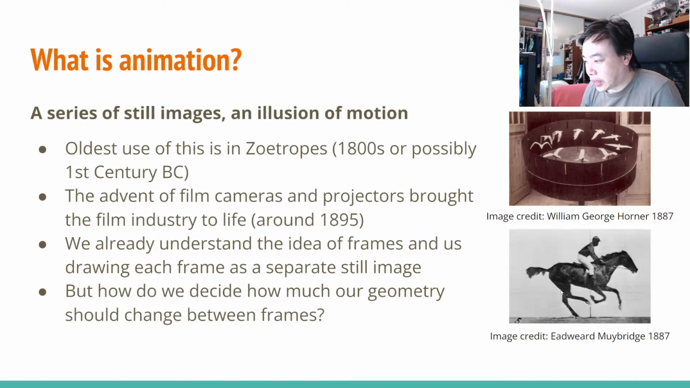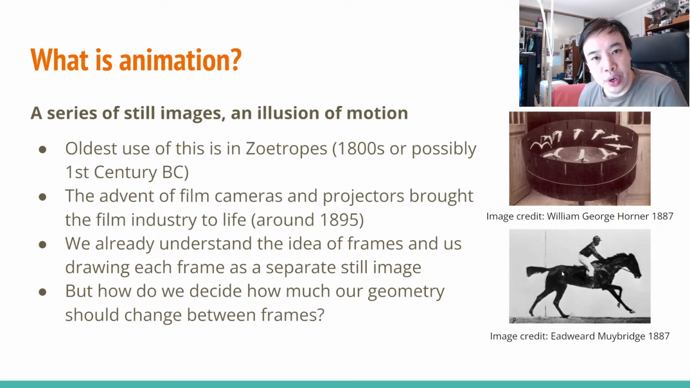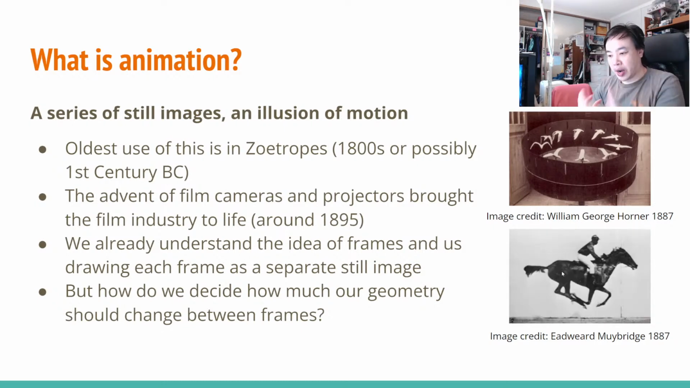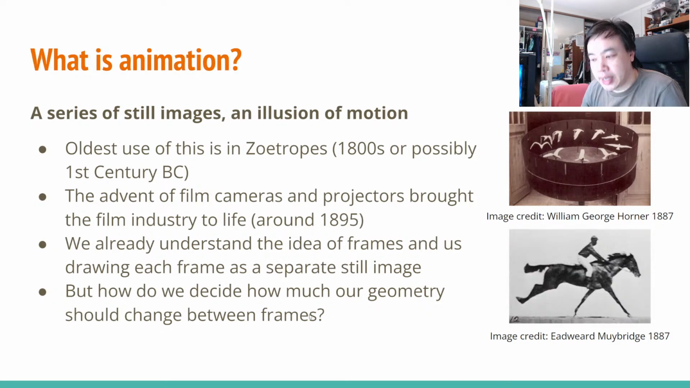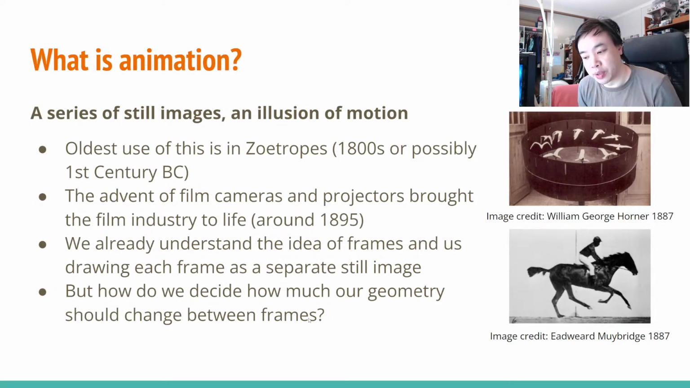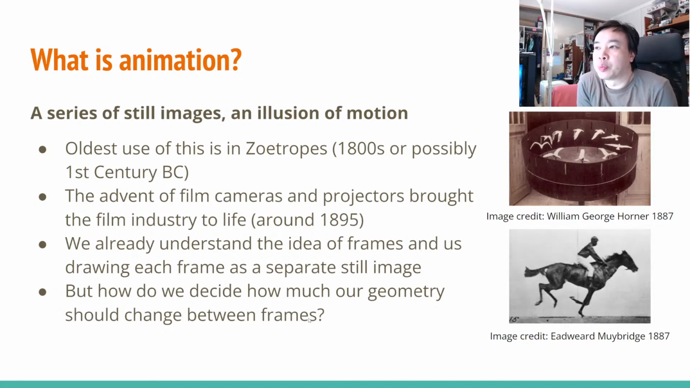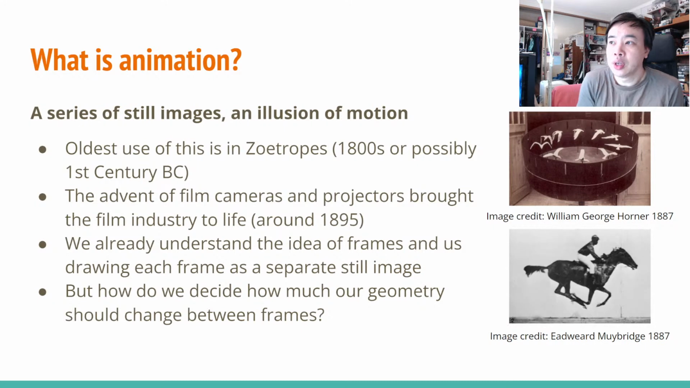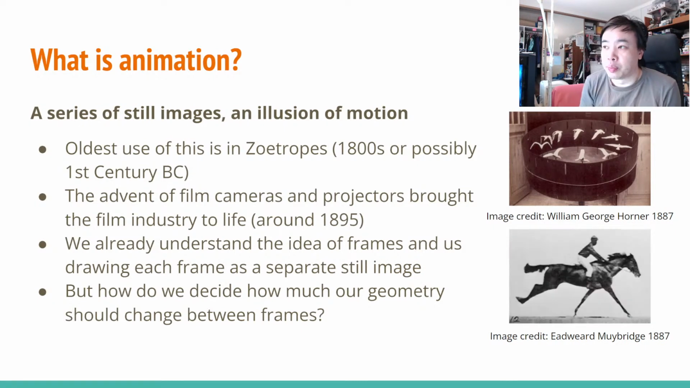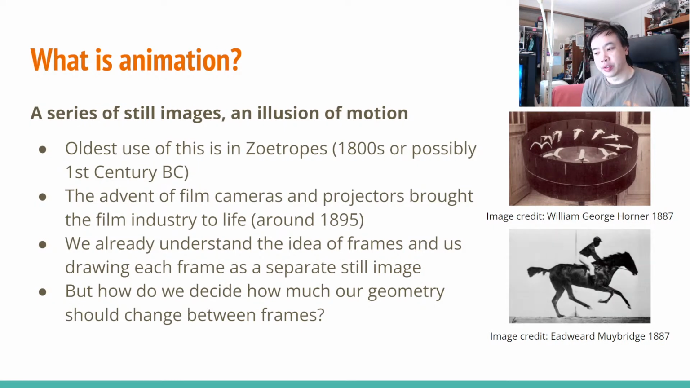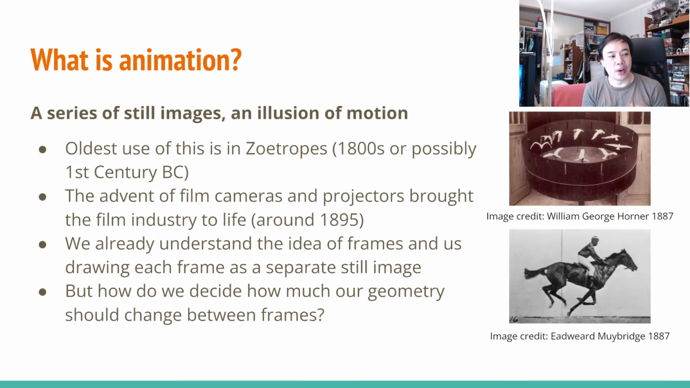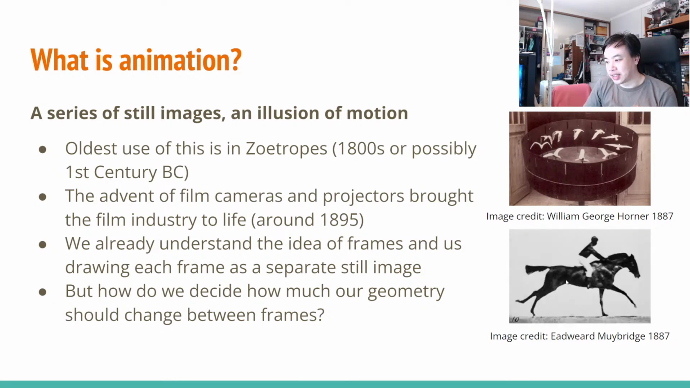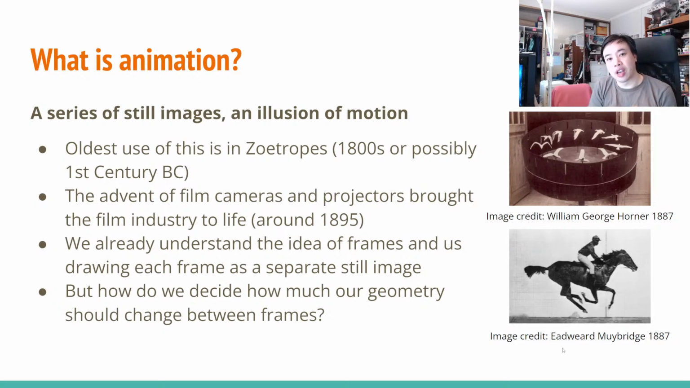So what we're looking at is, if this horse is a 3D model, if it is made up of geometry, if it's made of vertices and triangles, how do we decide how much our geometry should change in between frames? So up until this point, we've been moving things around. We've been moving our camera around with our mouse, and we've been deciding how far it moves based on how much the mouse moves. But what if we want more detailed animation than that? What if we want an object like this that changes its shape during its animation? What are we going to do about that?